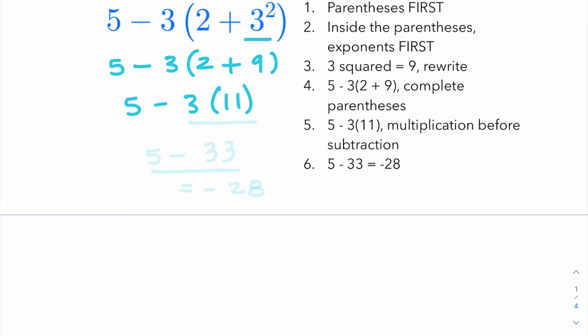Now we have subtraction and multiplication left. And multiplication comes before subtraction, so we'll do 3 times 11 first to get 33. Bring down whatever else we have. 5 minus 33 equals negative 28. Evaluating algebraic expressions.